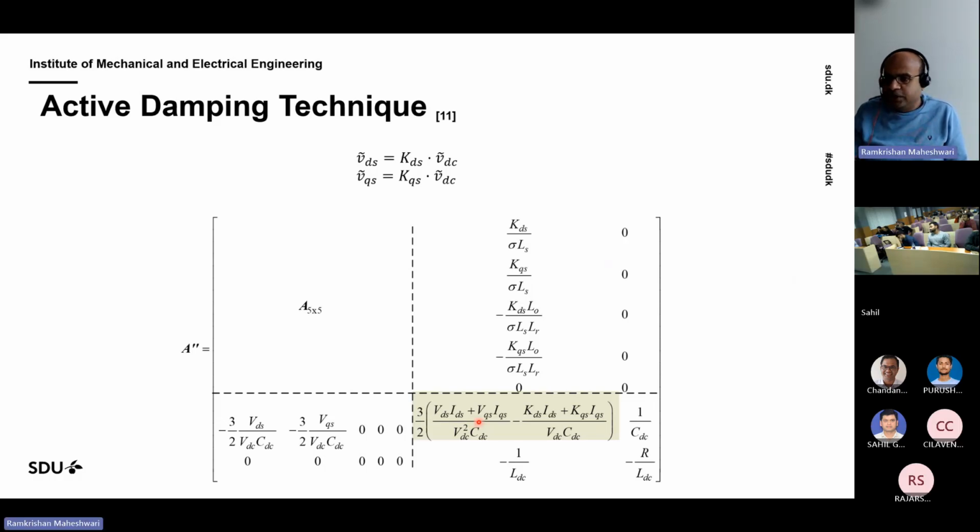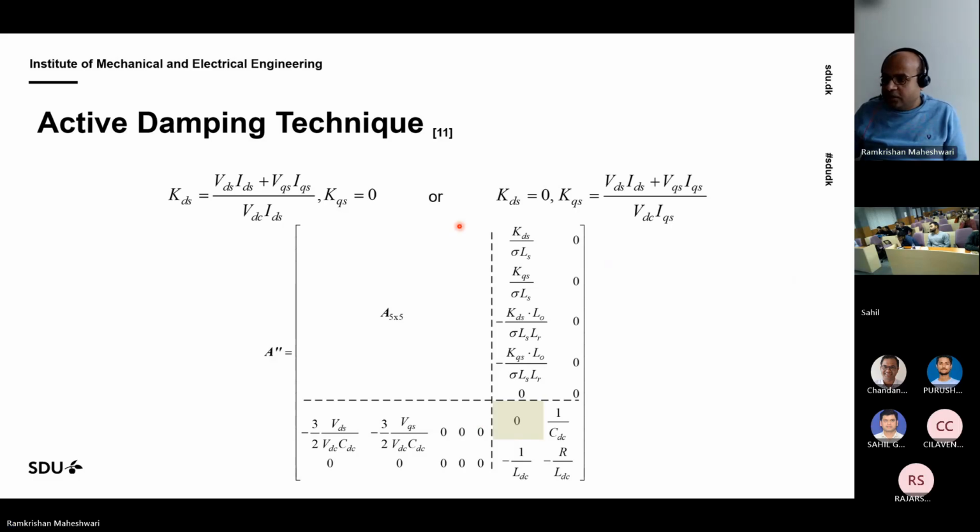And we can do it in many ways. One way is this, another way is this. Both will result in 0 here. It will modify something on this side, but we have shown that it does not affect the overall system performance that much. But now we have no positive value on the diagonal element.